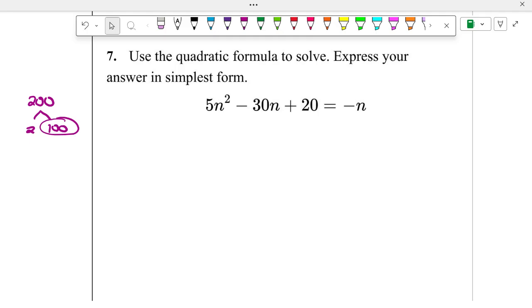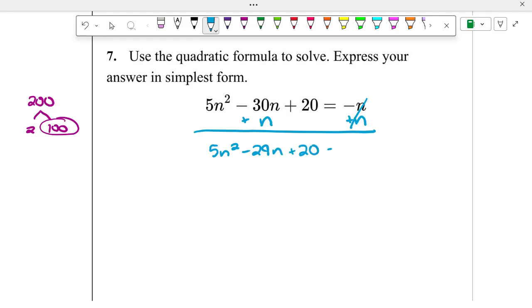All right. So let's work through this together. So Mackenzie, what's my first step before I can even start putting stuff in the formula? Right. Good. So we're going to add the n to both sides so we can get one side equal to 0. So this would be 5n squared minus 29n plus 20 is equal to 0. All right, Mackenzie, pick someone to tell me what a, b, and c is.